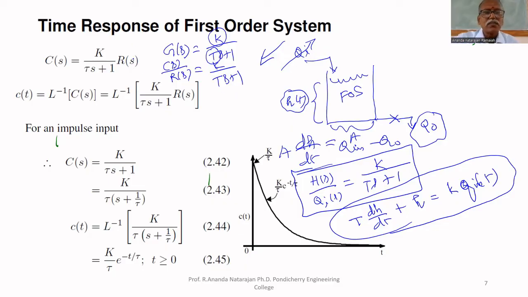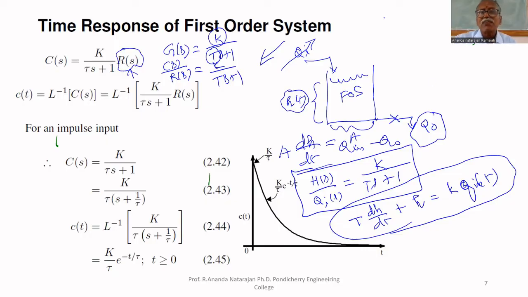Suppose I want the response if R of s is an impulse function. If R of s is an impulse function, then what is the response? Response means output. What is the output I want to find?